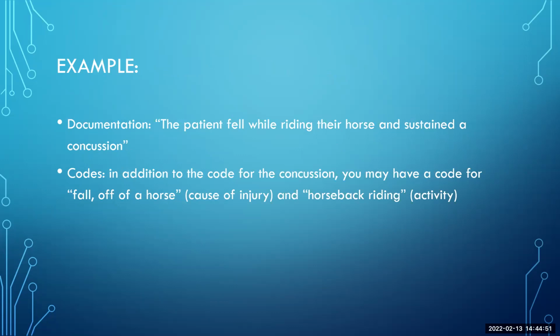Here's an example of that. So patient fell while riding their horse and sustained a concussion. So we would have a code for the concussion. You would also have a code for fall off of a horse, which is the cause of the injury, and also a code for horseback riding. And that seems like there's some overlap there. We already have fall off a horse. We know what happened. And also horseback riding was the activity. This is not to try to double up. This is just an example of how fully we want to document when we're using these kinds of codes. So yeah, sometimes you'll have this situation where you'll have something like falling off a horse and also horseback riding, and you think, well, duh, what else would have happened?